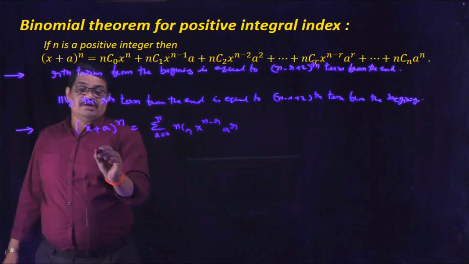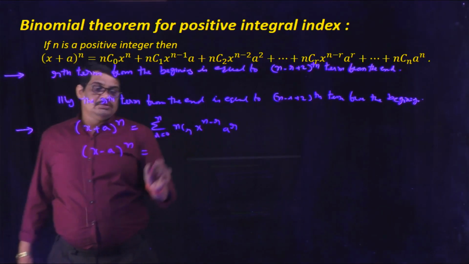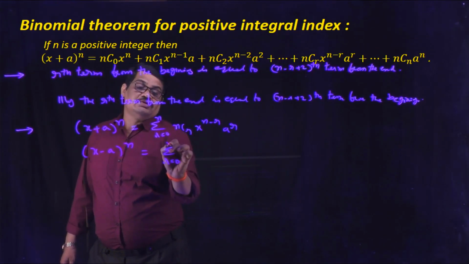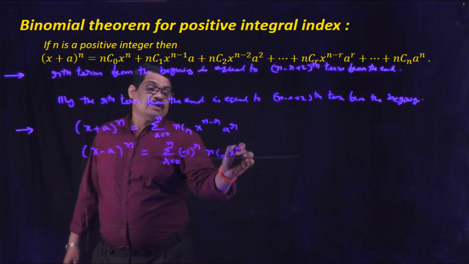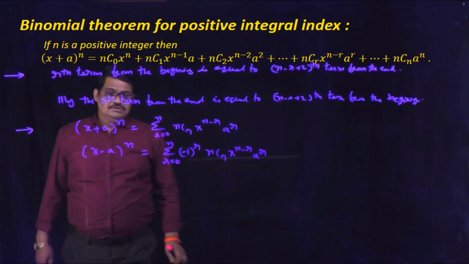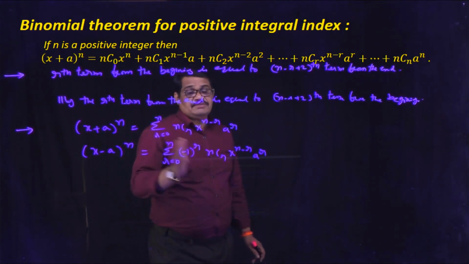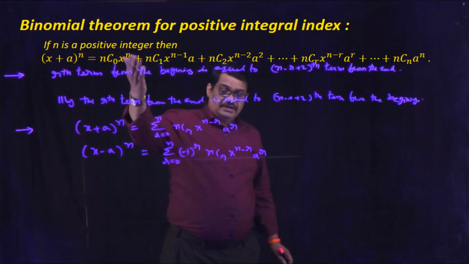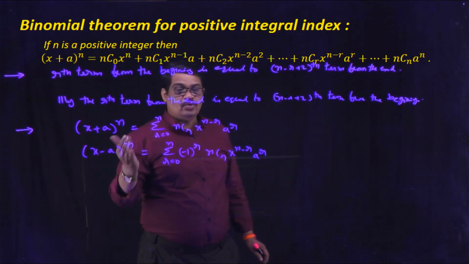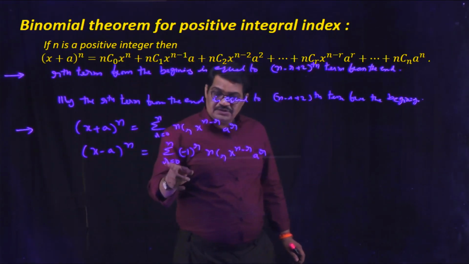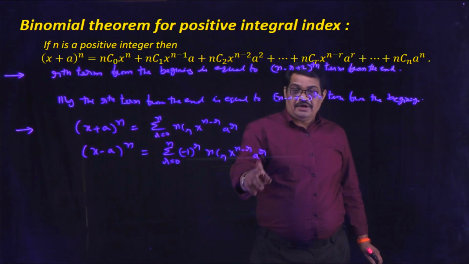And similarly we express (x minus a) whole to the power of n as sigma r equals 0 to n, (minus 1) to the power of r into nCr x to the power of n minus r a to the power of r. So we are using the sigma notation. Here in (x minus a) whole power n, we are getting plus and minus alternately in this expansion. So in sigma notation, it is sigma r equals 0 to n, (minus 1) to the power of r into nCr x power n minus r a to the power of r.